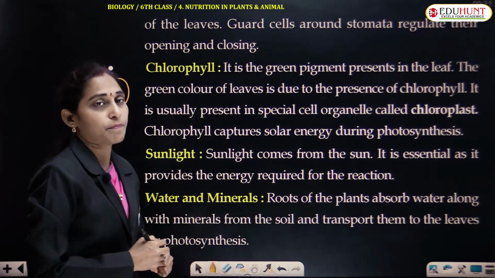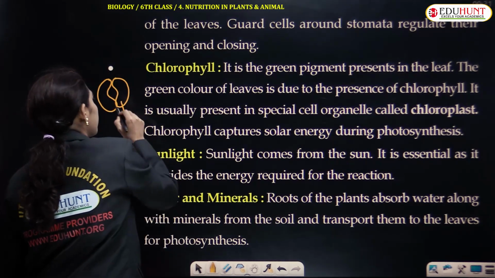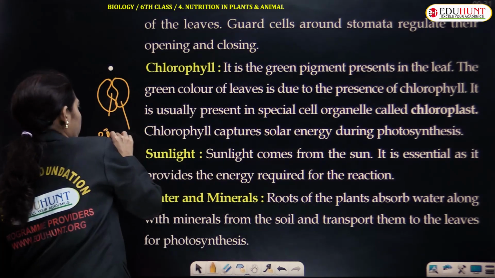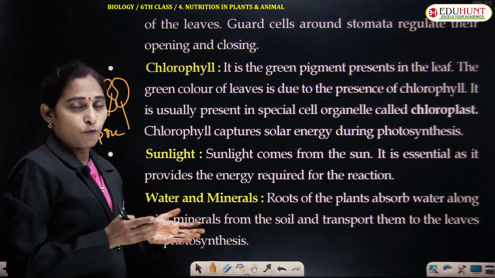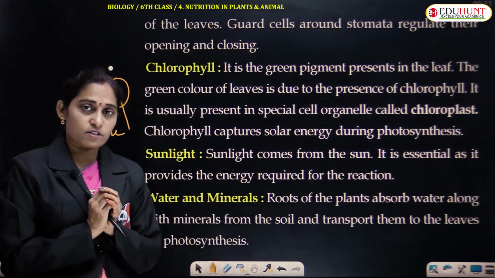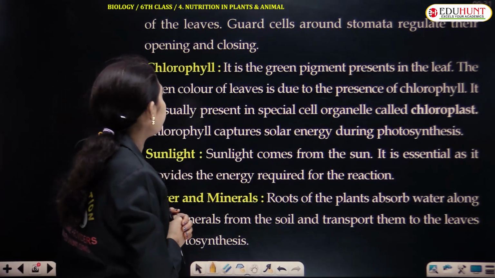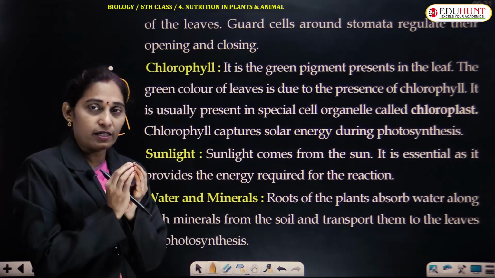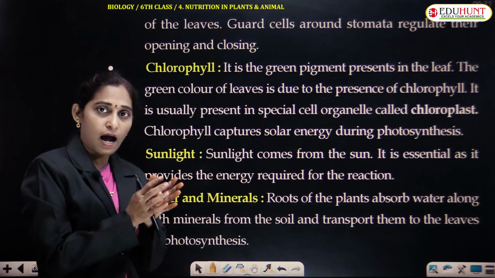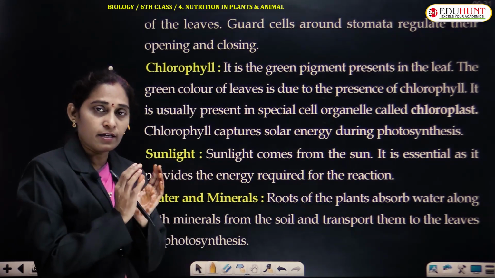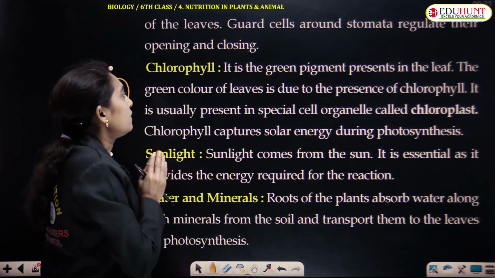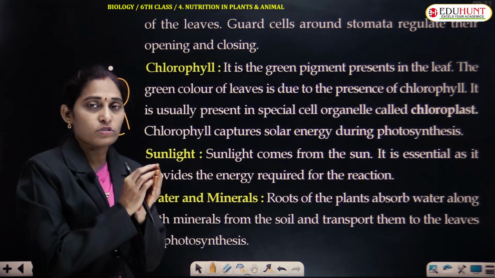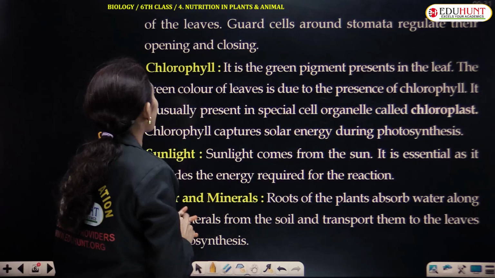Guard cells are present around them. These are the guard cells. This is the stoma, the pore, and the pore is surrounded by two cells known as guard cells. Because of the changes that occur in these guard cells, they guide the opening and closing of the stomata.